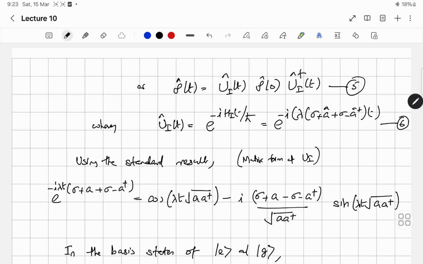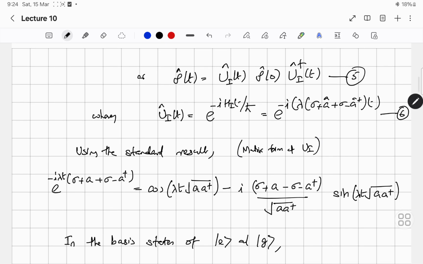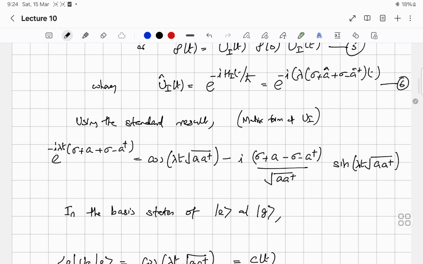Okay, so in order to find the matrix form of UI, first of all I have to know one identity. The identity e raised to minus i lambda t times (sigma plus a plus sigma minus a dagger) is cos of lambda t square root of a dagger a, minus i sigma plus a sigma minus a dagger divided by square root of a dagger a, sine of lambda t square root of a dagger a. So all these are operators. Let this be my equation number 7.